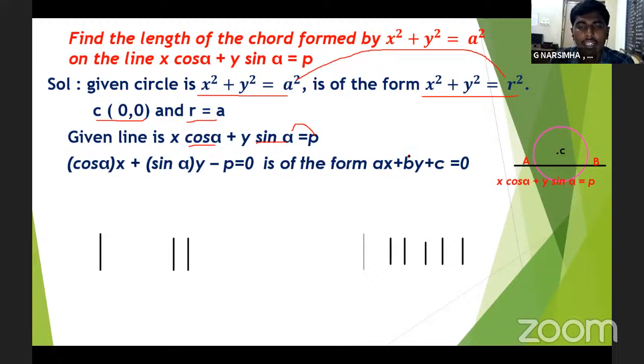As you know already, it is of the form ax plus by plus c equals to 0, which is called the general form of equation of line, whereas A equals to cos alpha, B equals to sin alpha, C is equals to minus p.